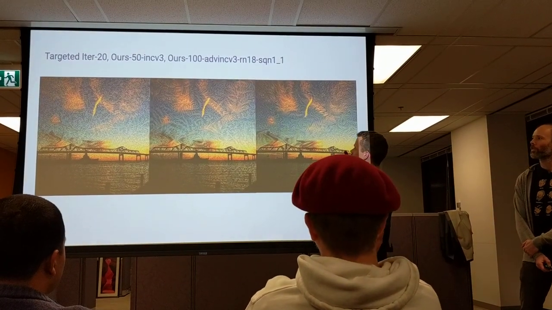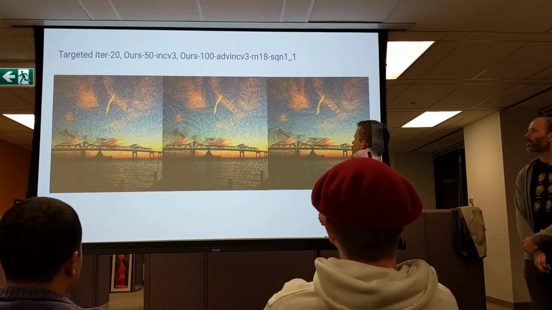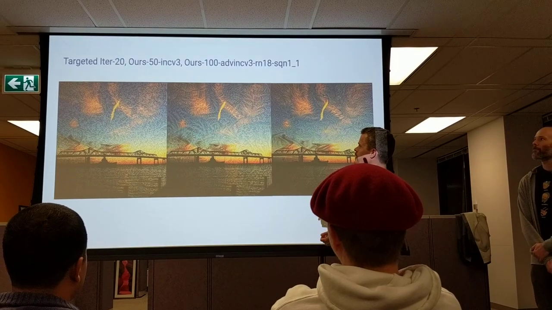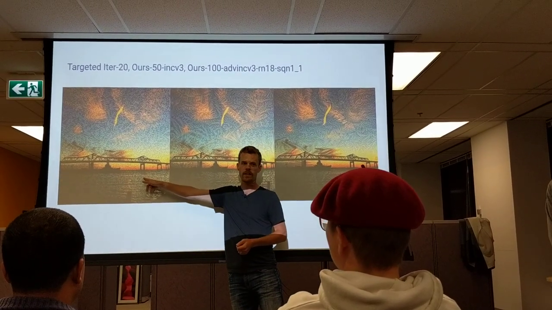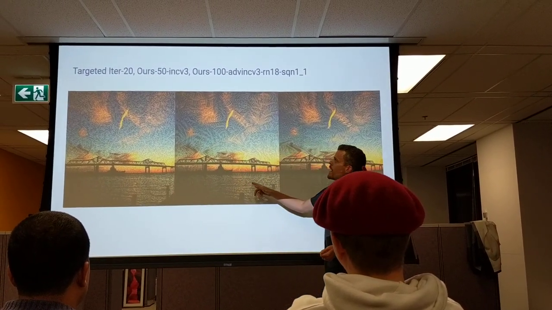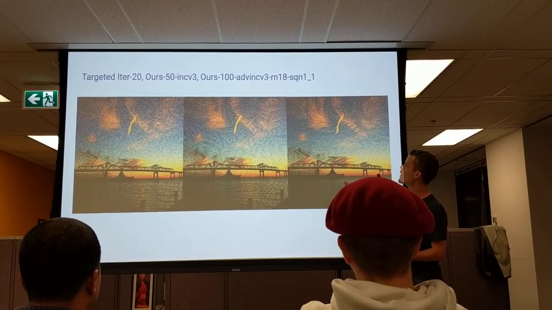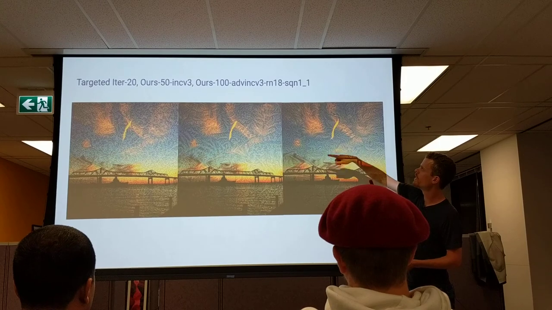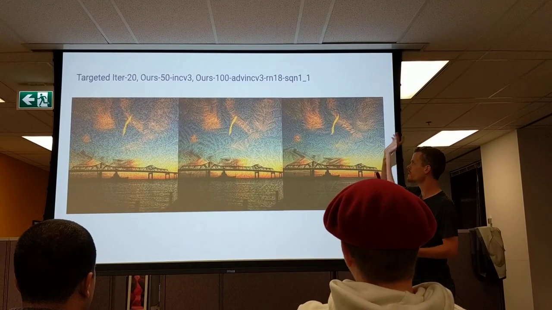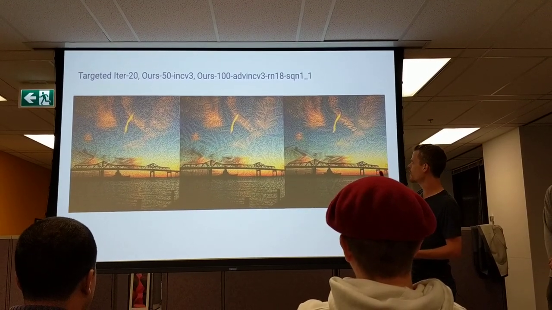No, I show pretty pictures. Now these are not exactly apples to apples because the iterations are different, but you saw this earlier. This is the 20 iterations. This is our attack, 50 iterations against Inception V3, and this is our attack, 100 iterations against an ensemble of the adversarially trained Inception V3, ResNet 18, and SqueezeNet, doesn't matter.